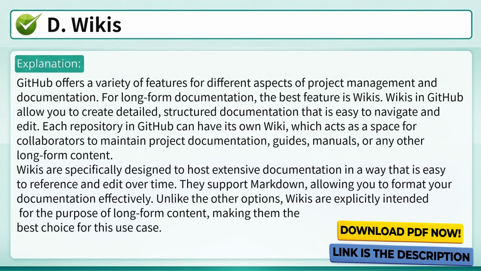Each repository in GitHub can have its own wiki, which acts as a space for collaborators to maintain project documentation, guides, manuals, or any other long-form content. Wikis are specifically designed to host extensive documentation in a way that is easy to reference and edit over time. They support Markdown, allowing you to format your documentation effectively.